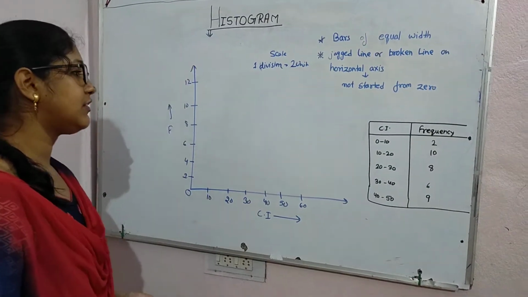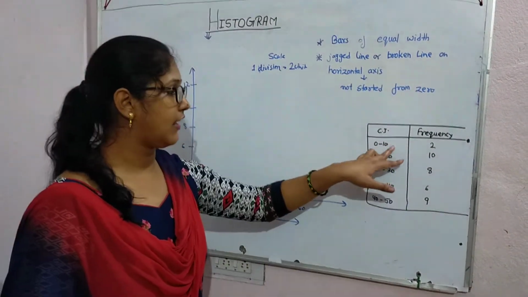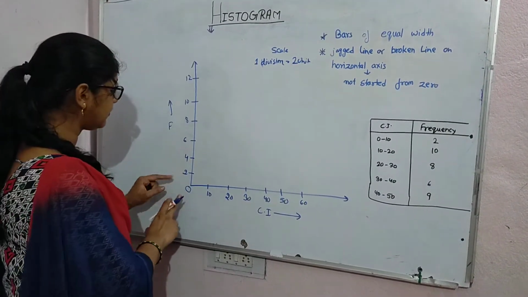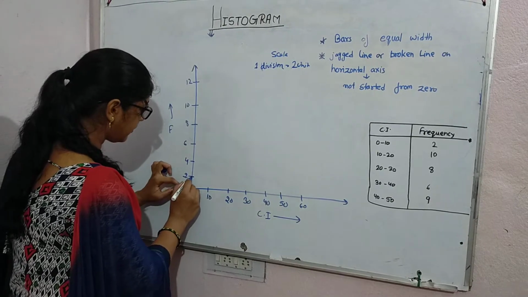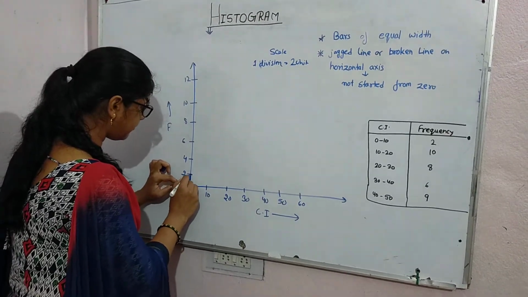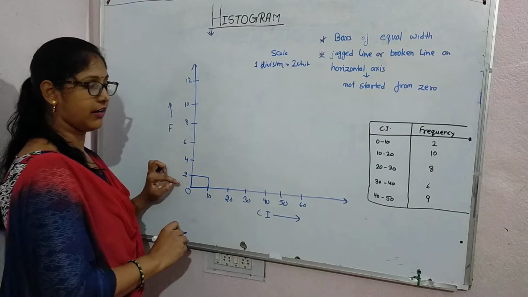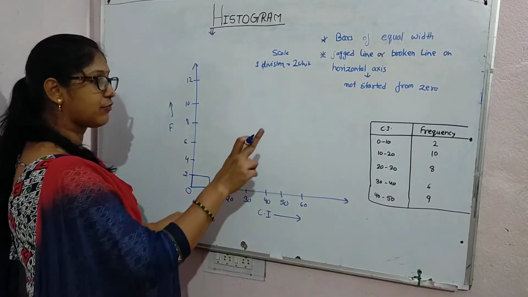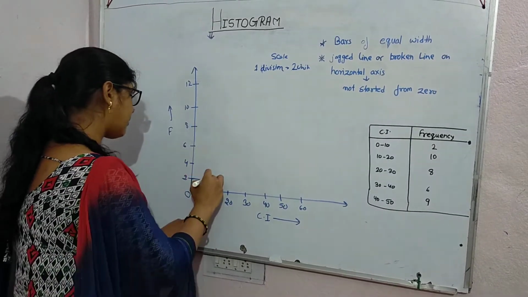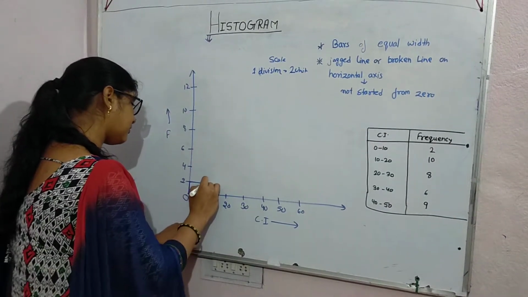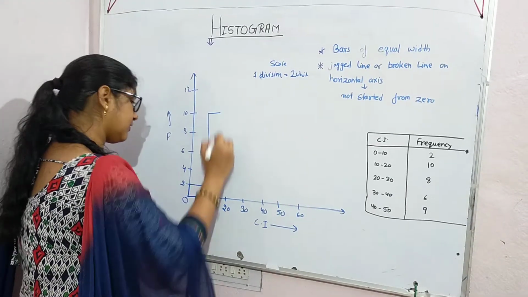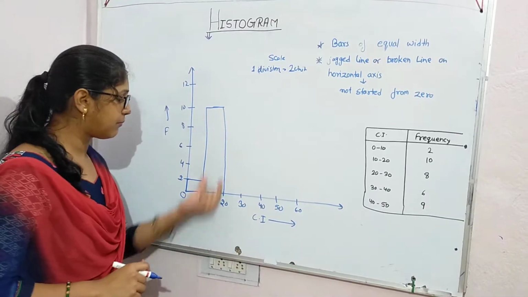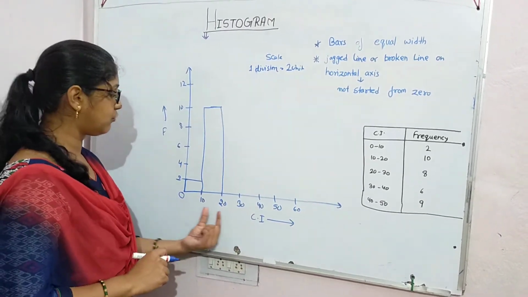Okay. Now we see that for class interval 0 to 10, our frequency is 2. Then we start our bar from 0 to frequency 2. So here we make our first bar. Next class interval 10 to 20, and for this our frequency is 10. So the bar is extended from here. We start our bar like this. This bar represents class interval 10 to 20.